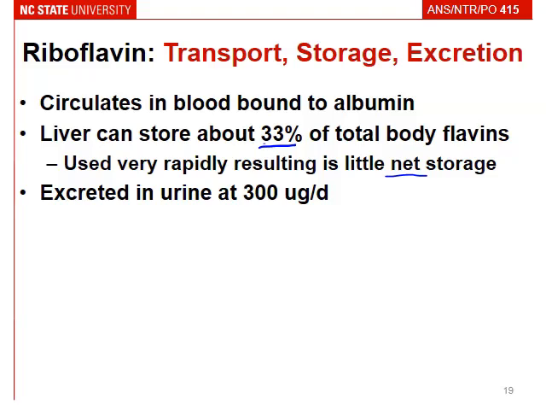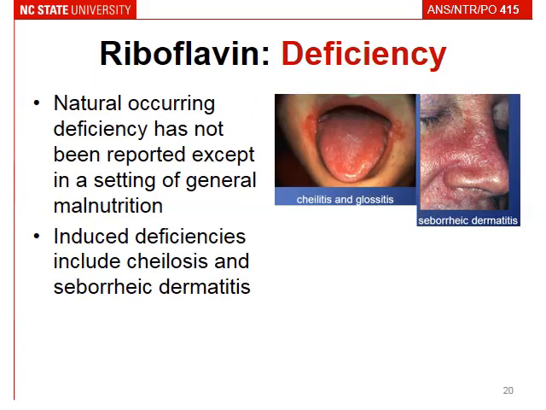And we excrete it in our urine, usually about 300 micrograms per day. So this is the amount for humans on average. Now, if you're taking a B complex vitamin, that's probably going to be a little higher for you than for those that do not.